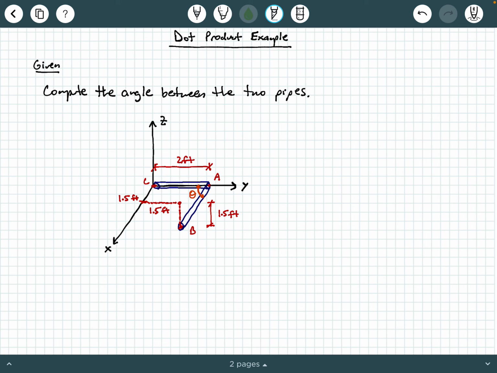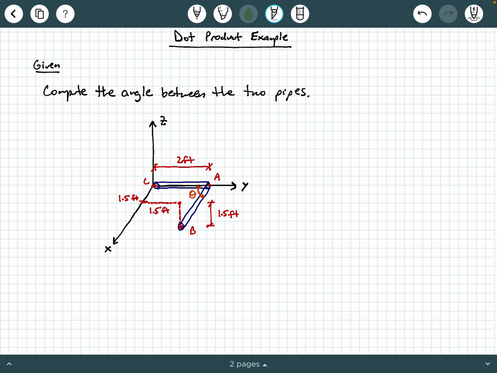And then we have a second pipe segment that is angled downwards and kind of backwards from A. So we have this pipe segment here, the second one, AB, that again is angled down. So we have a negative Z component here. And specifically it's angled down where it has a 1.5 foot drop from the XY plane. That's this dimension here. And it's got a slight angle backwards as well.